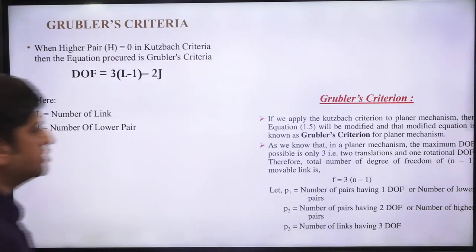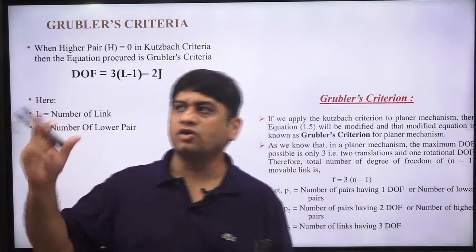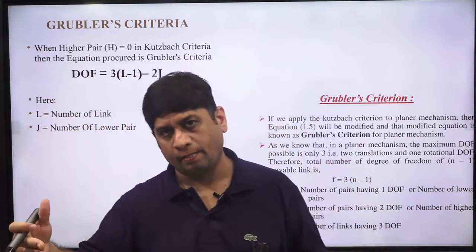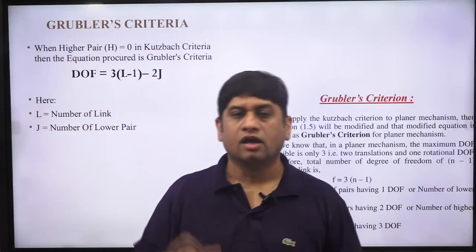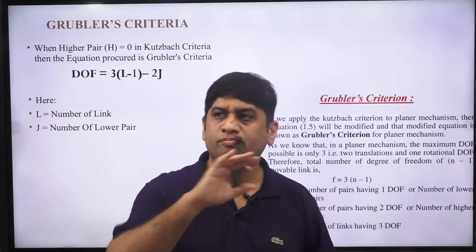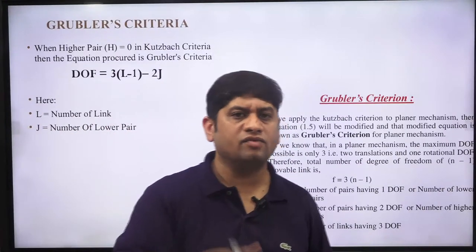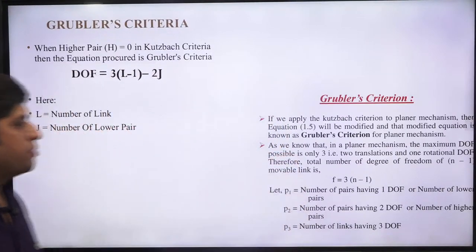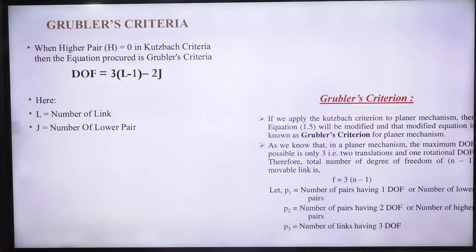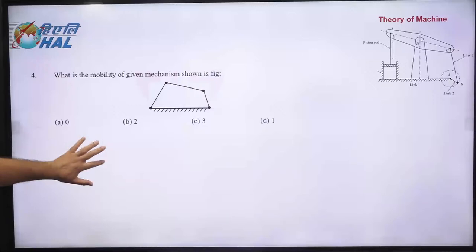So what we understand is the maximum degrees of freedom in space is 6: 3 rotation and 3 translation. But when we talk about 2 dimensions, in 2 dimensions the maximum degree of freedom is 3, basically 2 translation and 1 rotation. So this is our maximum degree of freedom, and from there this equation came. So I think this is clear to you now.